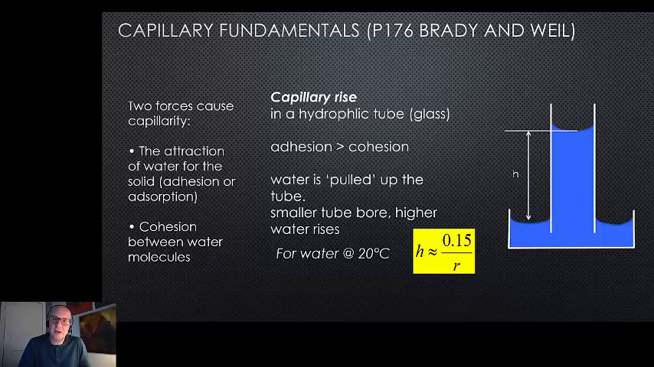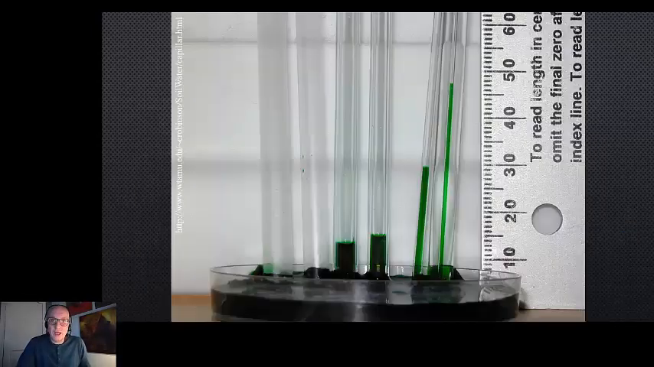And there's a very simple equation that we can use to describe that with water at 20 degrees, which is the height of the capillary rise is equal to 0.15 over the radius of the tube. And I've got a picture here taken of some tubes of different sizes which are drawing coloured water up into them, and you can see very clearly that the smallest diameter tube has the highest rise, the largest one the smallest rise.